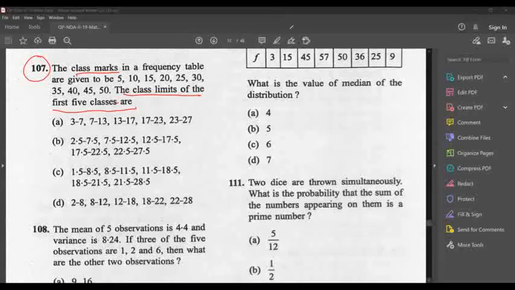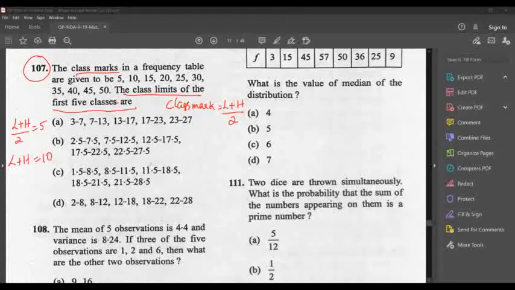Okay. So let's see how to do it. They have actually given class marks, and you have to find out the class limit. So what is class mark and class limit? Class mark is nothing but lower limit plus higher limit by 2. See here, the first class mark is 5. So the lower limit plus higher limit divided by 2 is 5. So can I write lower limit plus higher limit as 10? 5 into 2, 10.